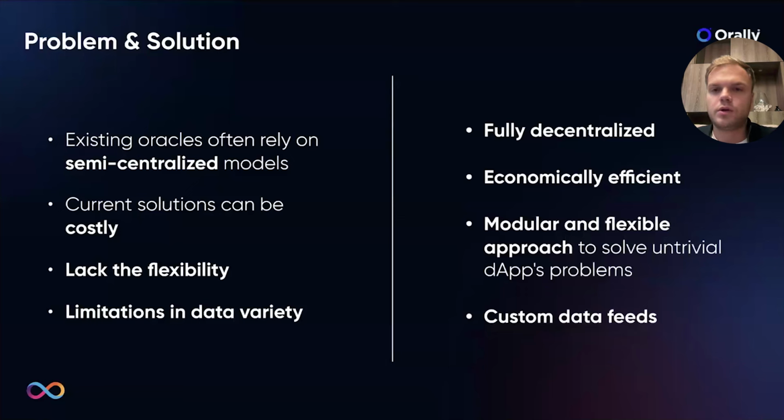So that's why we built Aurel Network, and it's firstly fully on chain. It's economically efficient because we utilize a different consensus mechanism. Instead of running our own app chain with a network of validators, we utilize ICP consensus. It makes it tens of times cheaper than other Oracle providers.